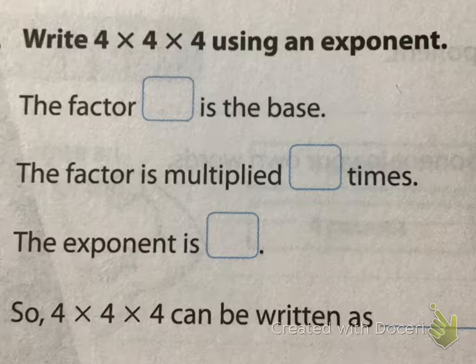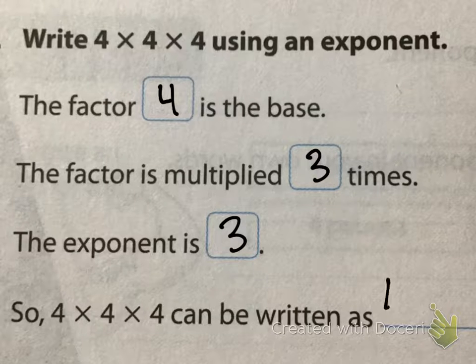Excellent. So, here, the factor. Which one is our base? Which factor is our base, Alinza? Think base, B for bigger number, the bigger sized number, not the bigger number numerically. So which one is our base, Alinza? 4, yes. So our factor, 4, is the base. How many times is it being multiplied, Rafi? How many times is it being multiplied? Emerson, how many times is it being multiplied? 3 times. So the exponent is 3. So it can be written as 4 to the 3rd power, or 4 cubed.